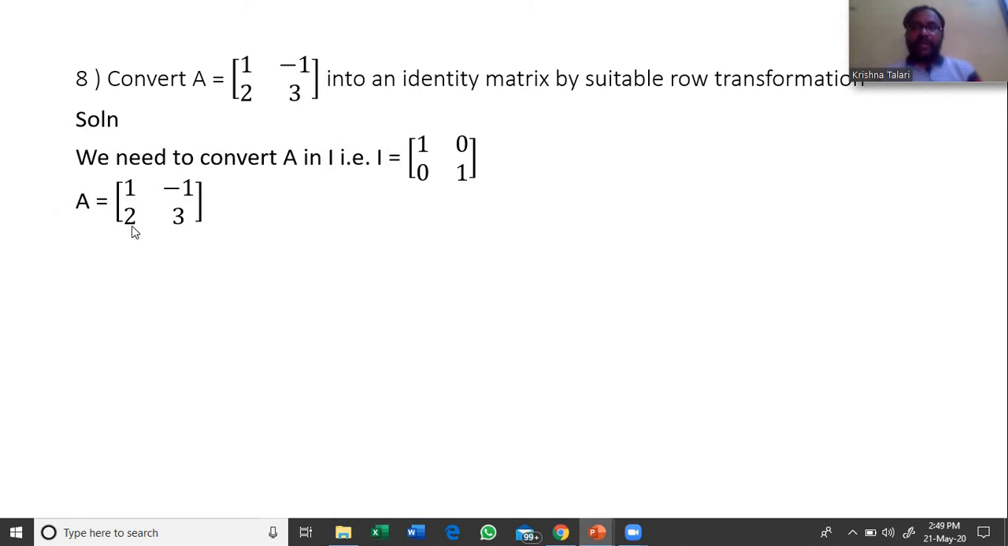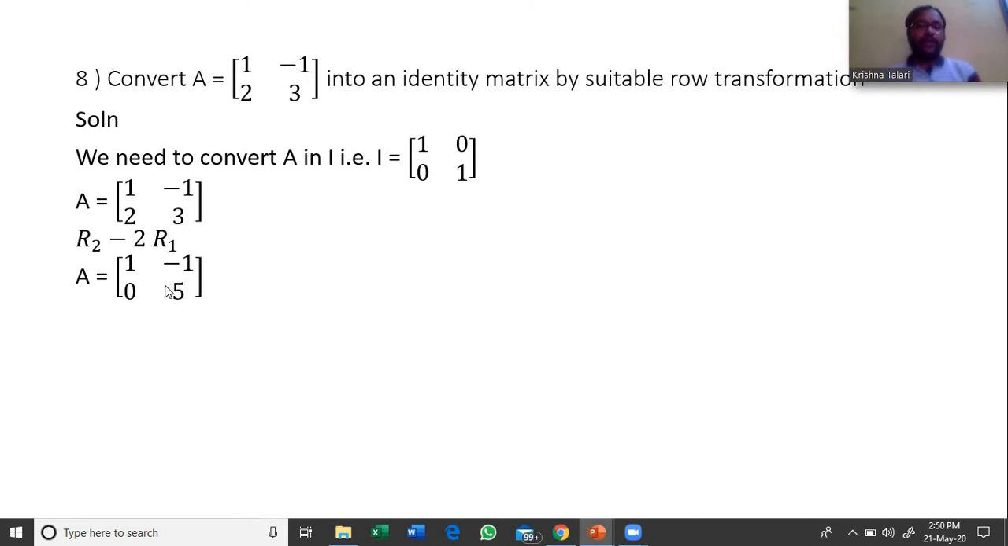So we'll consider the given matrix. Now we already have 1. Now in place of 2, I am supposed to get 0. So ideally it will be like 2 minus 2. That is R2 minus 2 times R1 will be your required operation. Okay. R2 minus 2 times R1. So see, 2 minus 2 would be 0. 3 minus 1 into 2 would be plus 5.